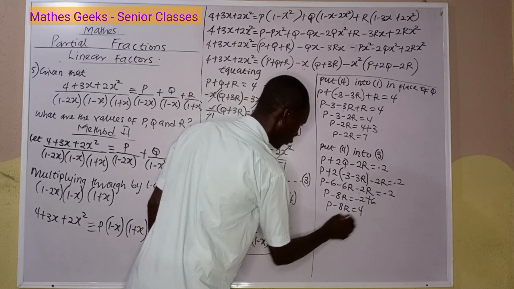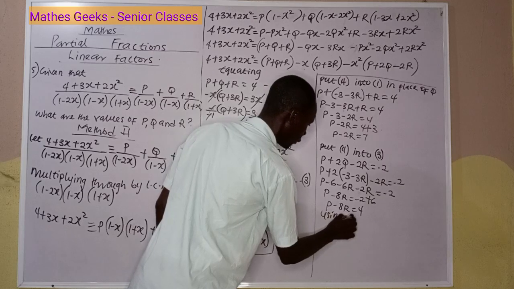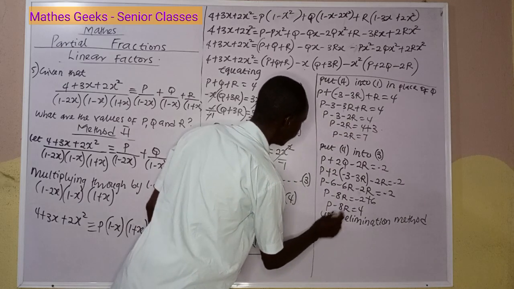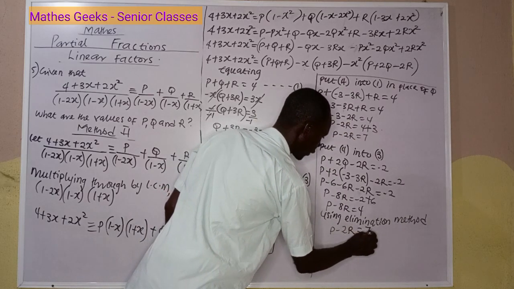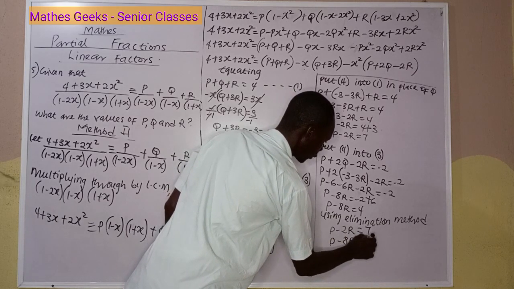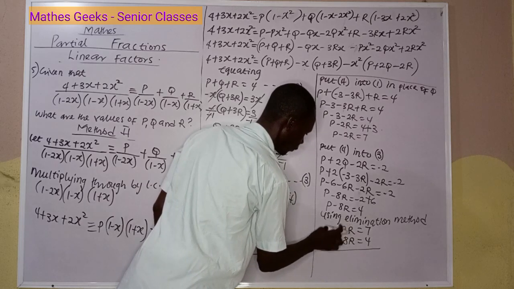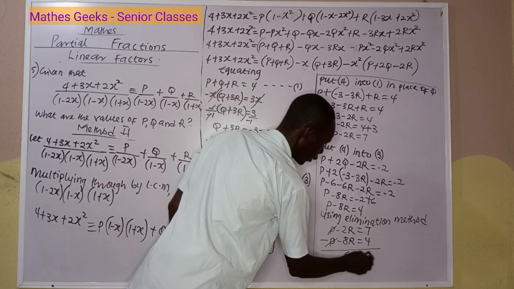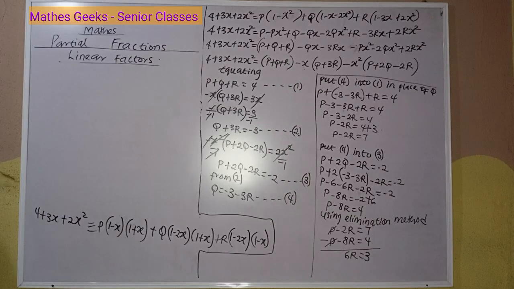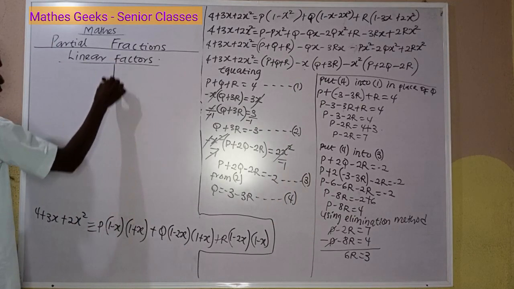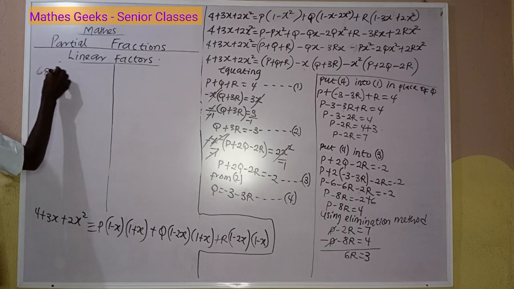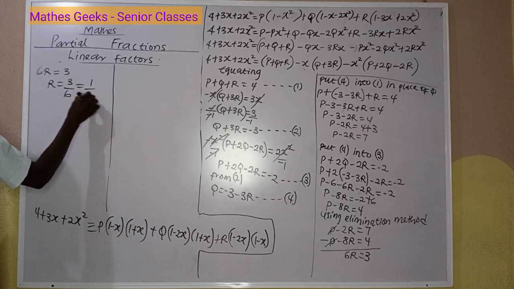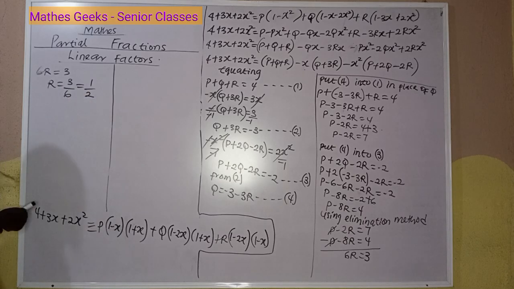So now I'm going to use the elimination method. So p minus 2r equals 7 and p minus 8r equals 4. So let's subtract. So p cancels, minus times minus is plus, 2r minus 2r plus 8r gives us 6r, and 7 minus 4 is 3. 6r equals 3. Let me divide the board here. So 6r equals 3, and therefore divide both sides by 6. R equals 3 over 6, which is 1 over 2. So r is 1 over 2.